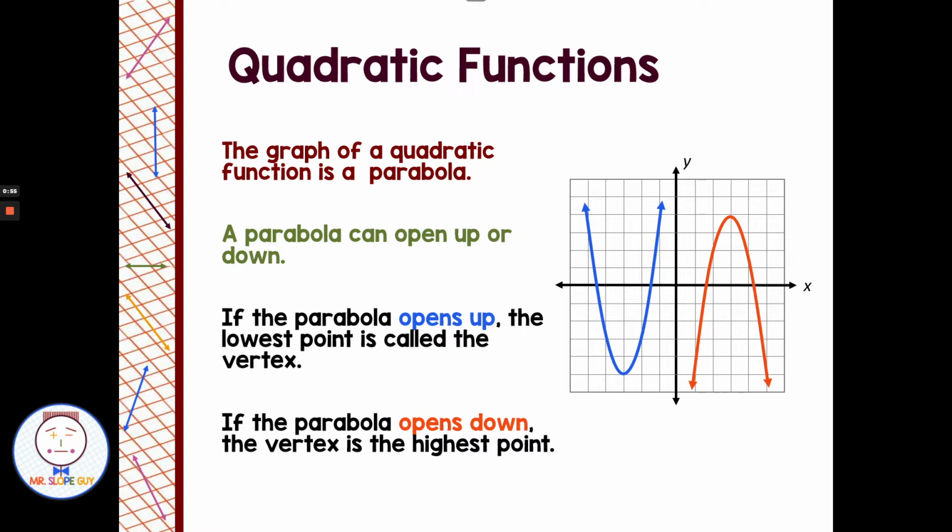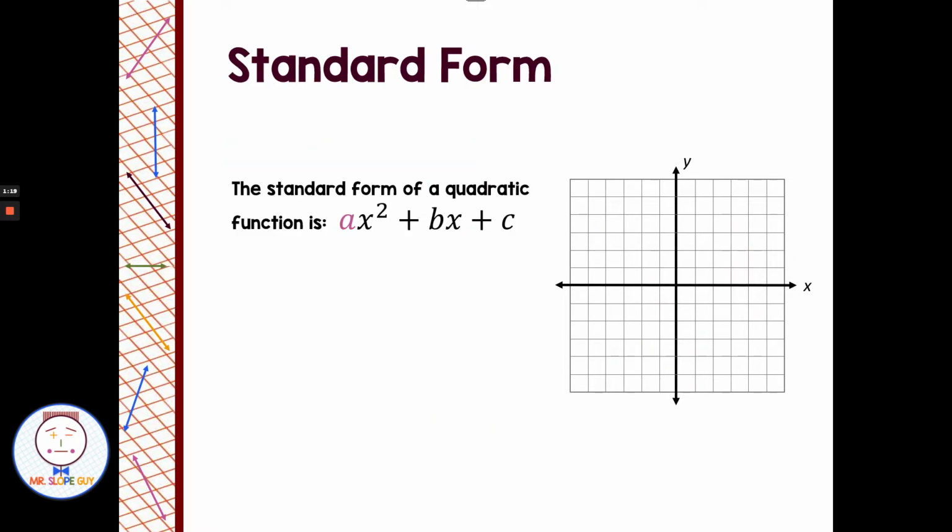The graph of a quadratic function is a parabola, and the parabola can open upward or open downward. When the parabola opens up, the lowest point is called the vertex. And when the parabola opens down, the vertex is at the highest point, the maximum. So we can have parabolas that open up or parabolas that open down.